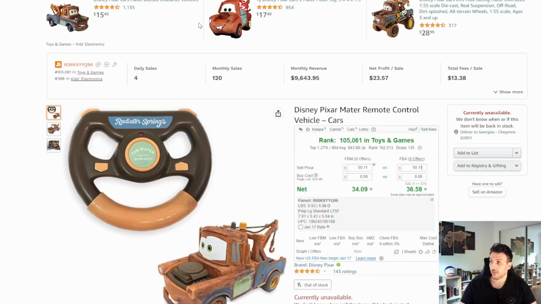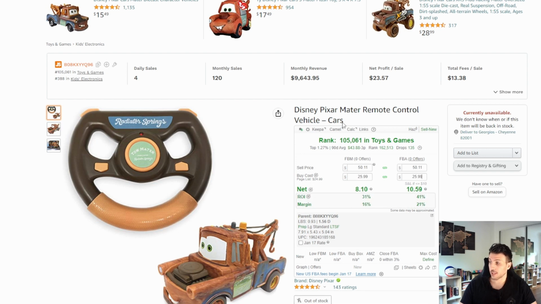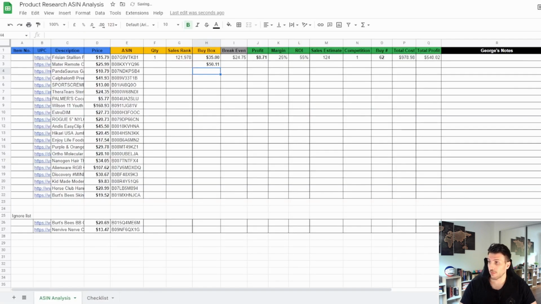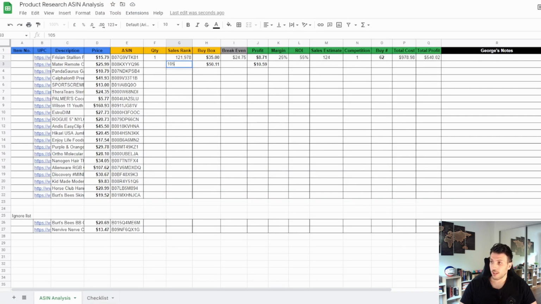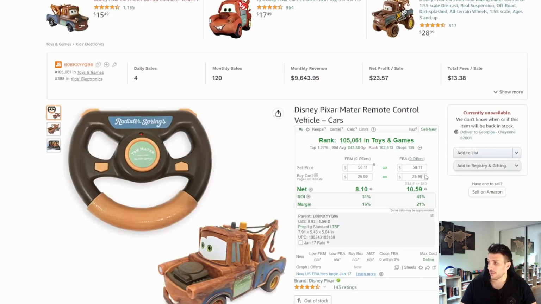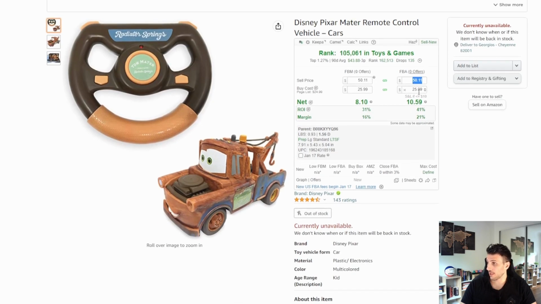Our purchase price is $25.99, so I'm just going to type in $25.99, which gives us $10.59 worth of profit. The BSR at the moment is 105,061. It is a 1-pack. And let's go ahead and calculate our break even. Given our profit is $10.59, our break even is probably around $38.